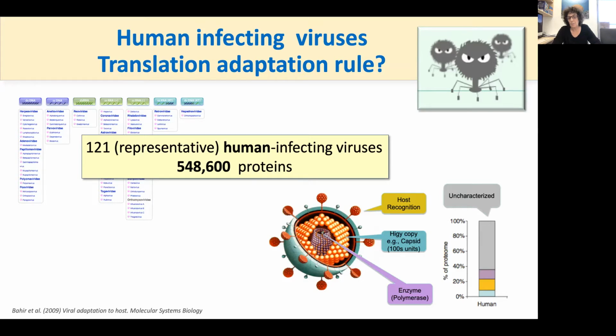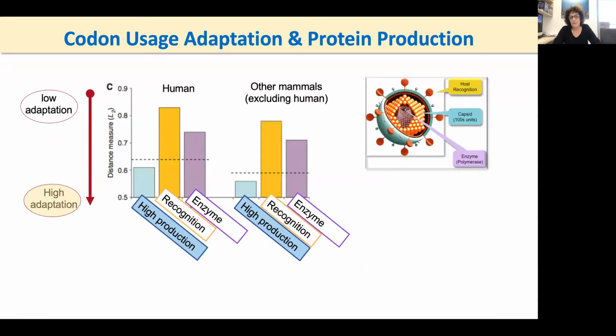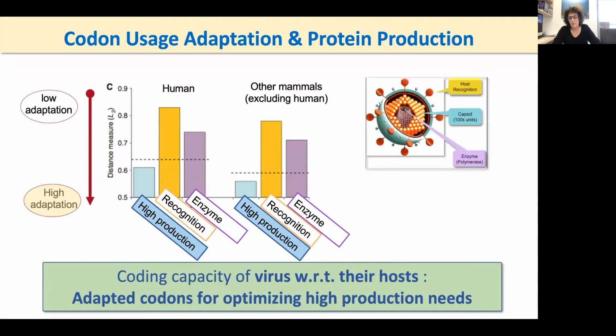Pay attention to the blue one, which are the capsid, which are the only ones that you need a lot of versions, a lot of high copy, in order to produce a virus. And indeed, we were able to show that the high production, the blue one, are having high adaptation, and indeed they are using the codons that are adapted to their host. So this is one very important principle.